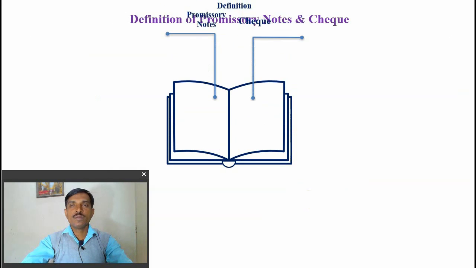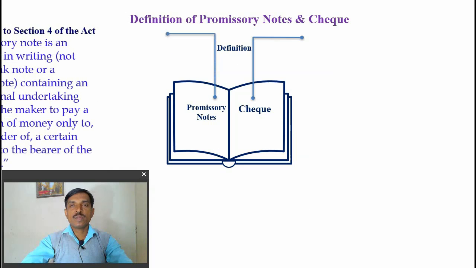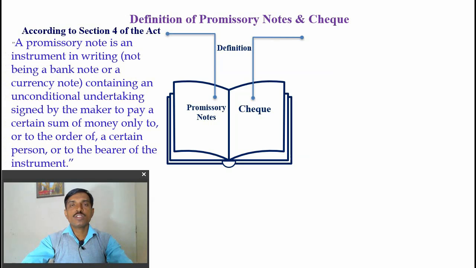First, we look at the definition of the promissory note and the check. The definition of the promissory note is given in the Negotiable Instrument Act, Section 4. A promissory note is an instrument in writing, not being a banknote or currency note, containing an unconditional undertaking signed by the maker to pay a certain sum of money only to the order of a certain person or the bearer of the instrument. So a promissory note is a written promise given by one person to another person about a certain sum of money.